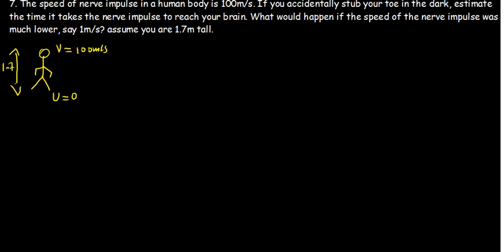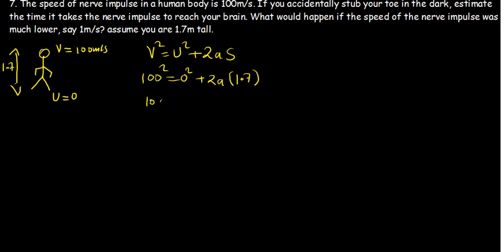Okay, we want to find the time it is going to take for the nerve impulse to reach the brain. So to be able to determine that, first we need to find the acceleration of the nerve impulse. So velocity squared is given by initial velocity squared plus 2 acceleration multiplied by the distance. Final velocity is going to be 100 squared. The initial velocity is 0 plus 2 acceleration. The distance, or the height of the person that the nerve impulse is going to travel, is 1.7. So this is going to be 10,000, and that is going to be 2 multiplied by 1.7, so it's going to be about 3.4 a. Divide both sides by 3.4, therefore a is going to be 2941.1 meters per second squared.